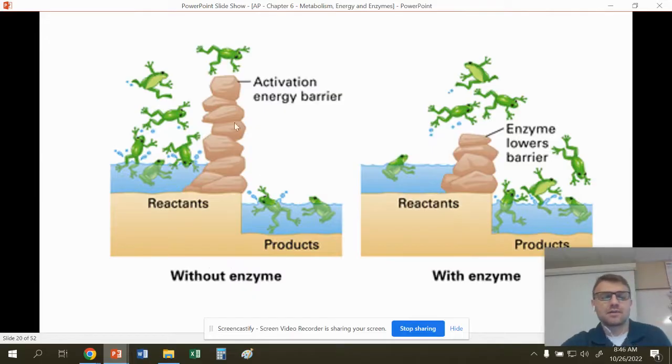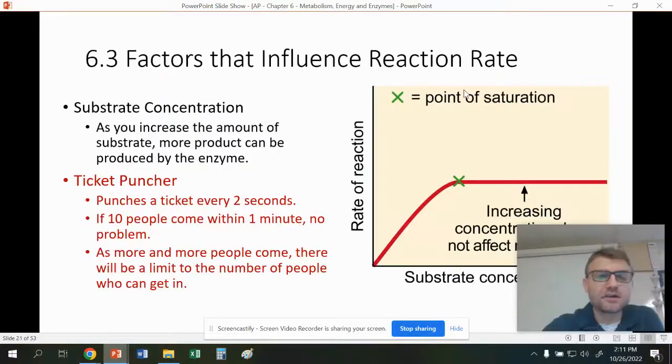And how I like to remember this is we have this kind of barrier from the reactants to our products. We have our frogs here. They're trying to jump over to become the products. They have this activation energy. Enzymes lower that activation energy. So you can see without enzymes and then with enzymes. Our next chapter, our next section is going to be on 6.3, factors that affect reaction rates.